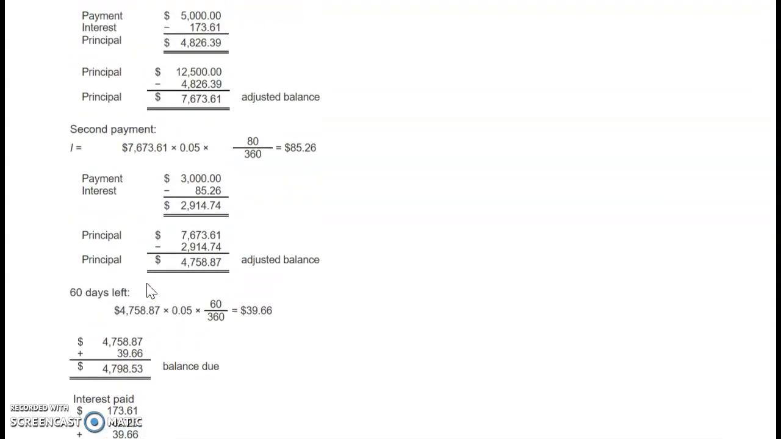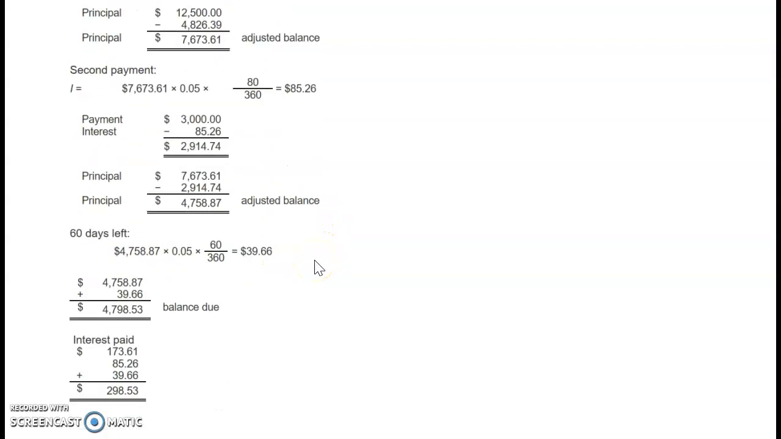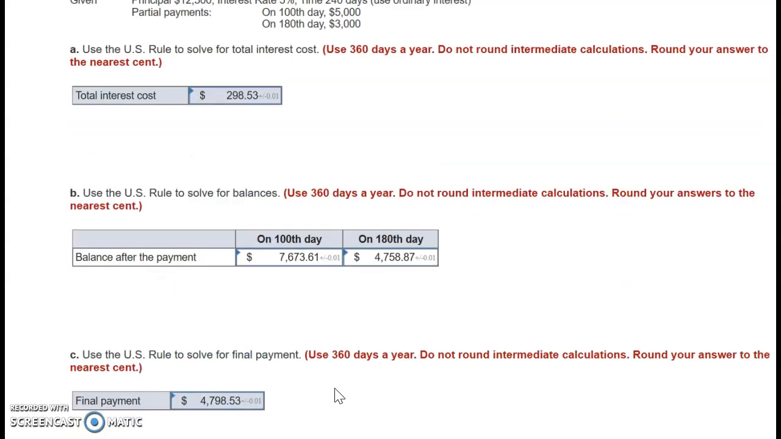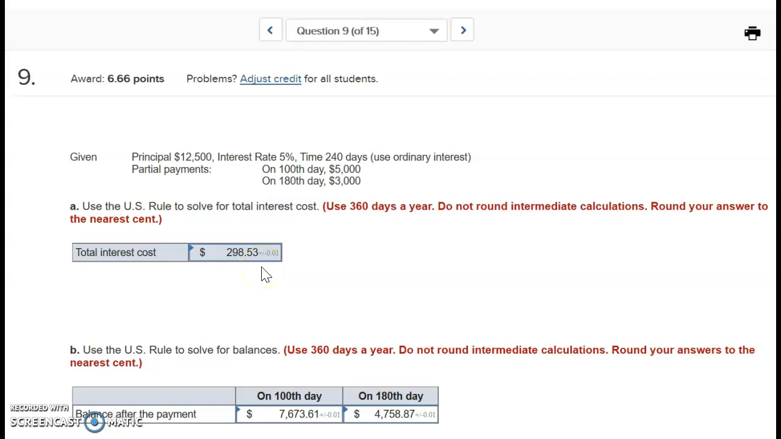Okay, so to calculate the total interest paid, we calculated 3 different periods of interest. This is for the first 100 days, this is for the second 80 days, and this is for the final 60 days. So when we add all that up, we get $298.53. So that is the answer to the first problem, total interest cost.